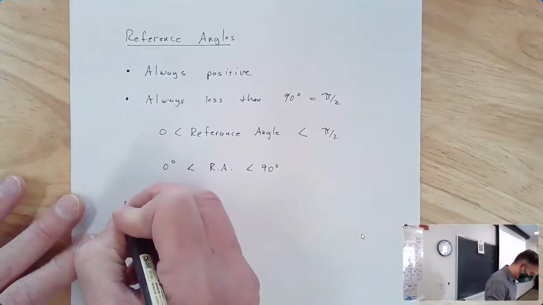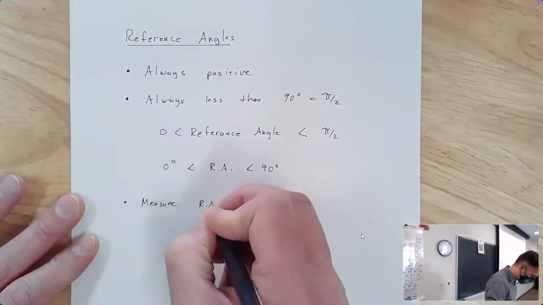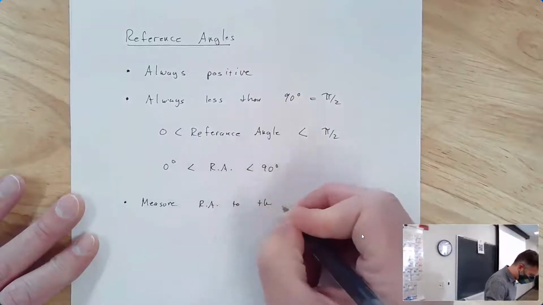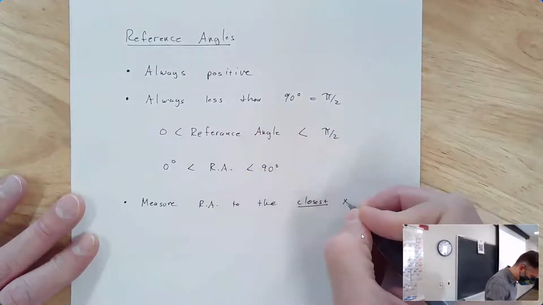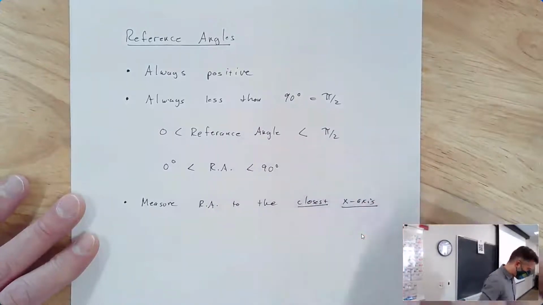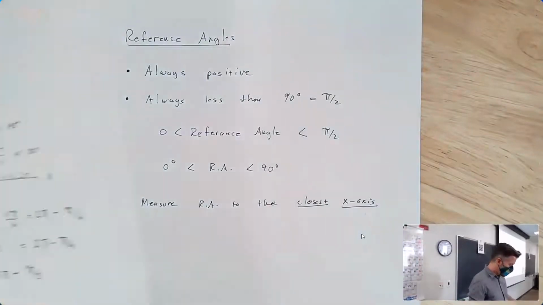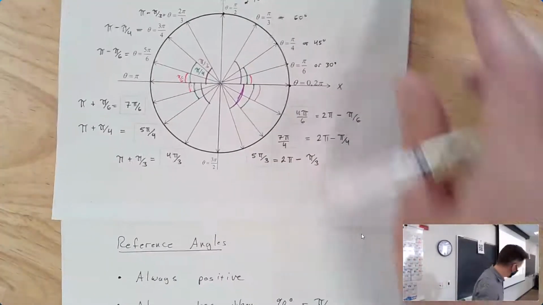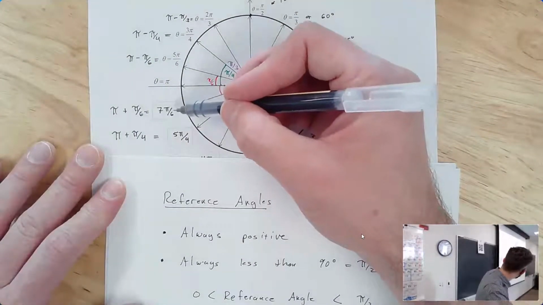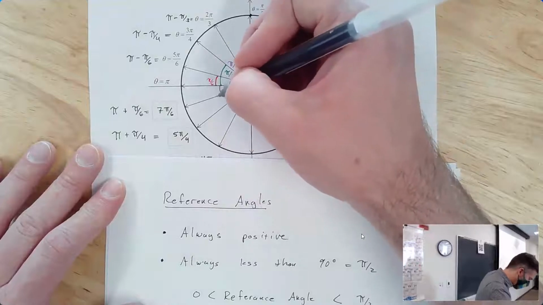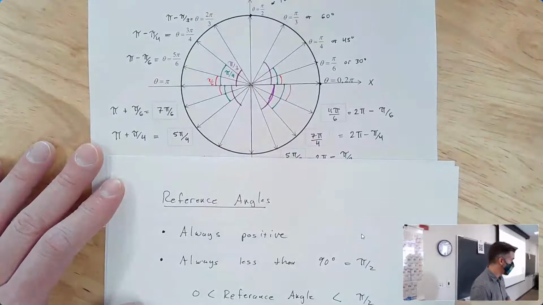And then the other important thing is we always measure reference angles to the closest x-axis. So looking back at what we were looking at before, when I'm looking at this angle 7 pi over 6, I'm thinking, okay, well, I'm going to measure back to the closest x-axis, and that's going to be an angle of pi over 6.